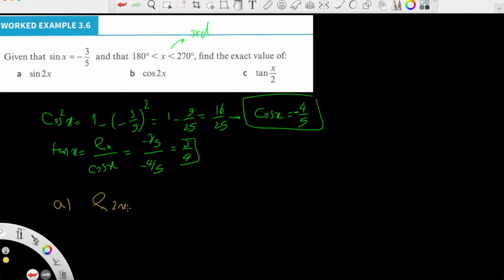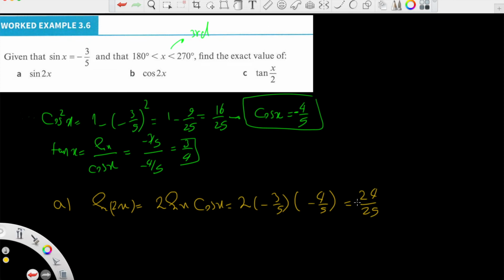Now, for part A, sine of 2x. Sine of 2x is 2 sine x cosine x, so it will be 2 times sine x, negative 3 over 5, times cosine of x, negative 4 over 5, which will be 24 over 25, positive actually.